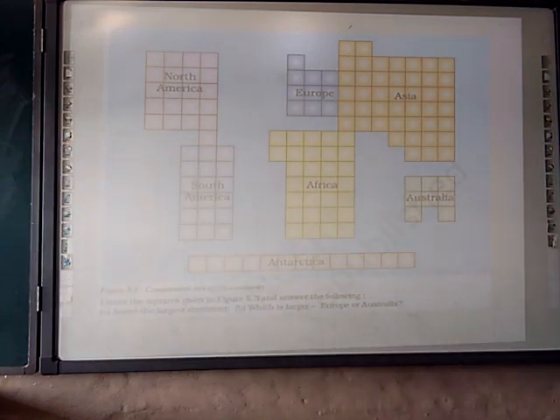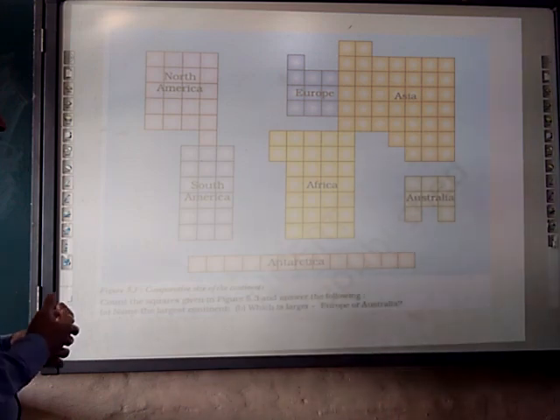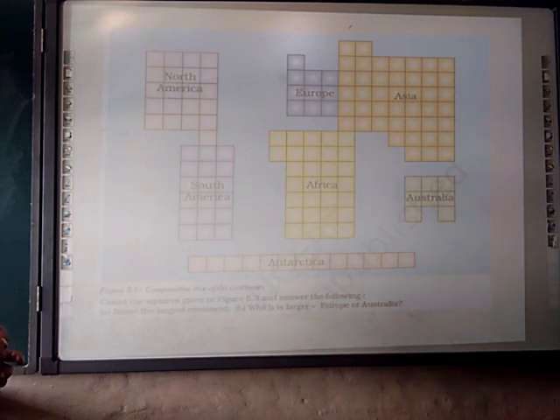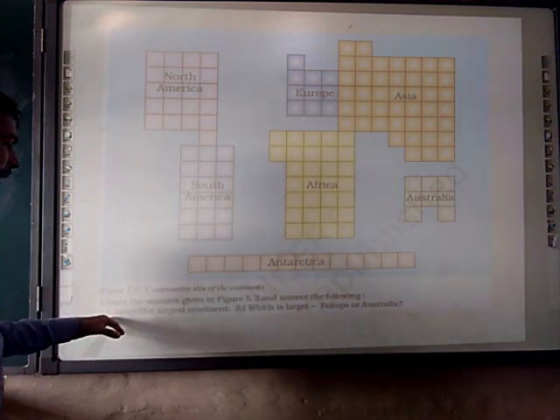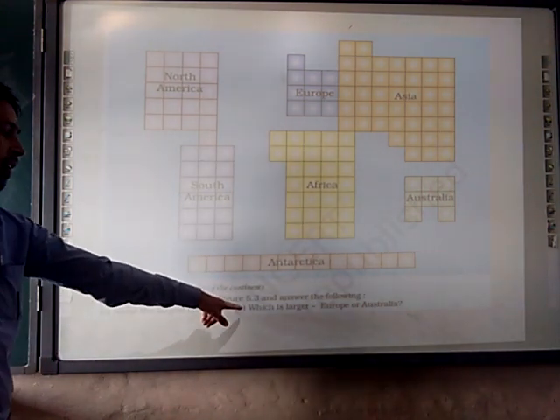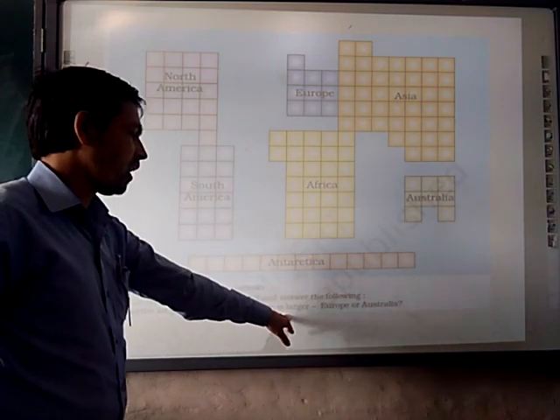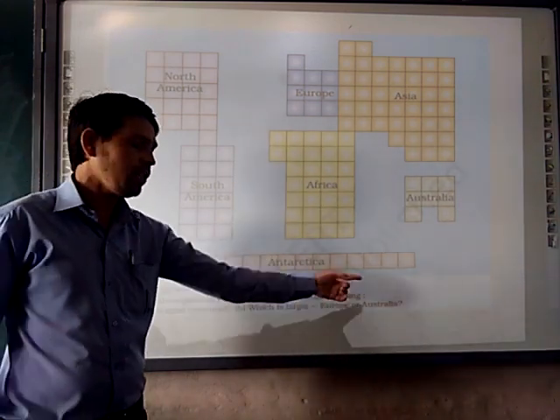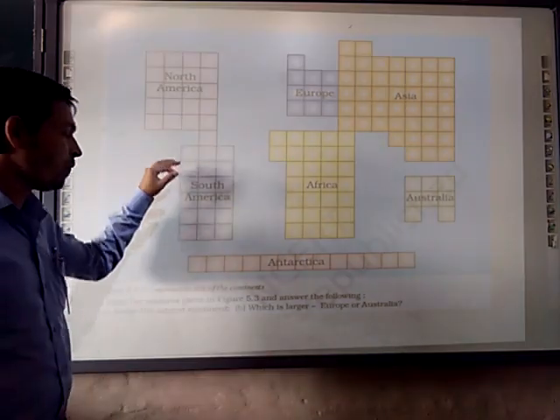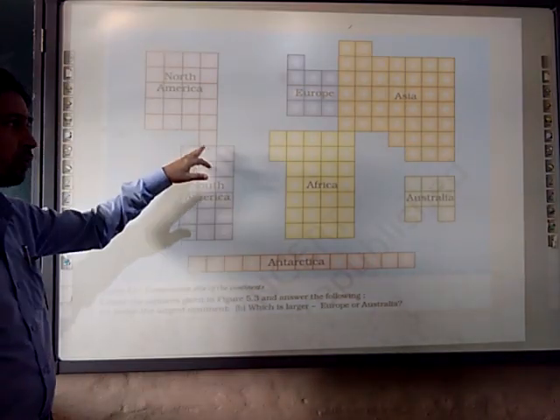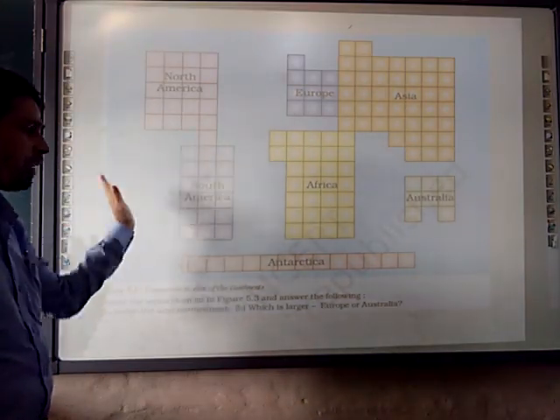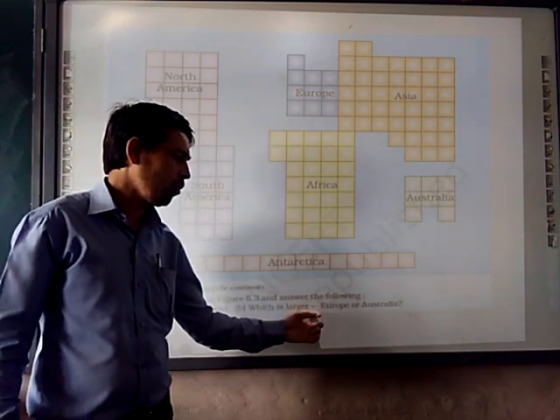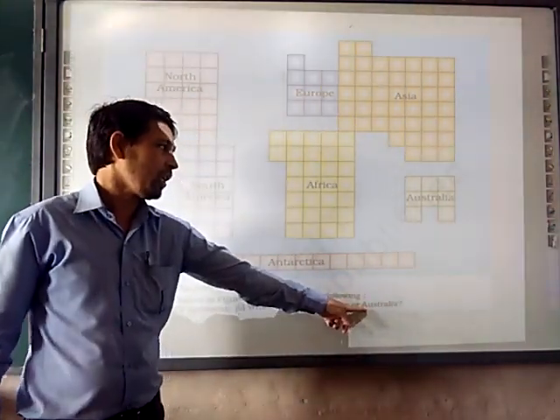In this, you have to count the squares given in Figure 5.3 and answer the following. After that, you have to name the largest continent. And part B, which is larger: Europe or Australia? You have to count the squares. These are the squares. After counting the squares, you have to compare which is larger, Europe or Australia.